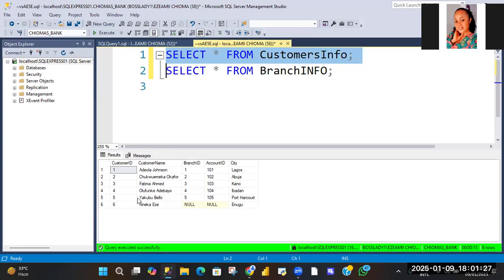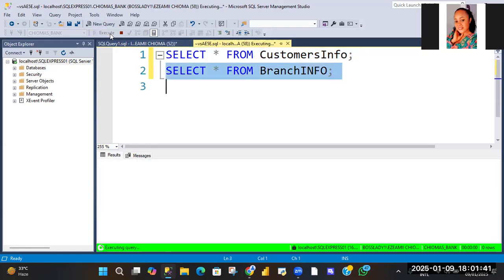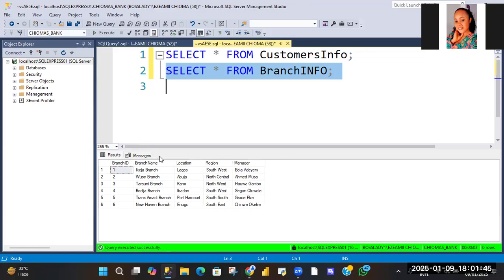So if we look at the customer info table now, we're having 6 rows. All right. So if we look at this now, that's our table A. We're having 6 rows. Then we'll look at our table B, branch info. Let's see. Sorry, this is delaying a bit. Okay, so we're having 6 rows also.